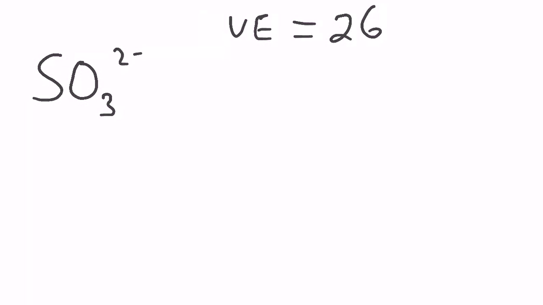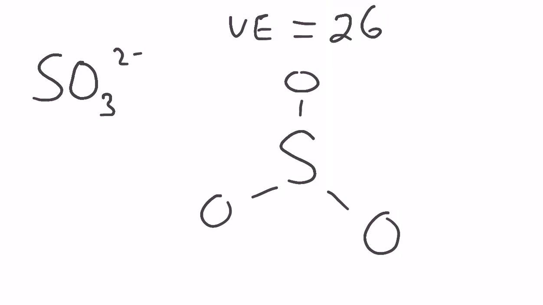So we're going to start out by drawing sulfur as our central atom, drawing the 3 oxygens around. Now, from these 3 oxygen bonds, we've used up 6 of our valence electrons, but we have to use up the other 20. So I'm going to start by putting electrons on terminal atoms in order for them to get an octet. I'm going to start with this oxygen in the bottom right here.